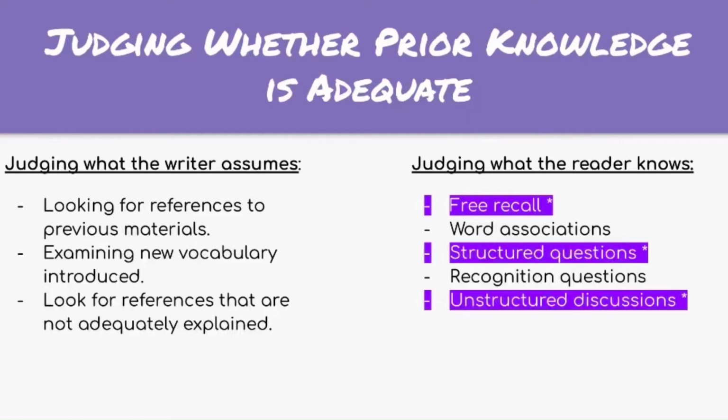Judging what the reader knows. We examined some guidelines for determining the demands a reading selection or a piece of artwork makes on prior knowledge. Now, let's look at some methods of determining whether a student's prior knowledge is equal to these demands. Some guidelines that could help in this situation include free recall, word associations, structured questions, recognition questions, and unstructured discussion.